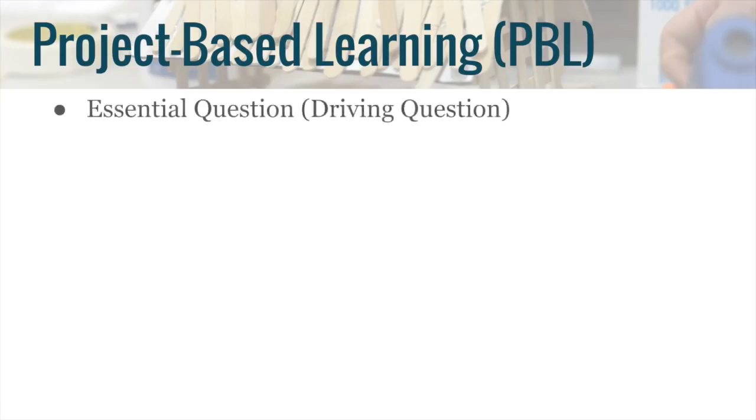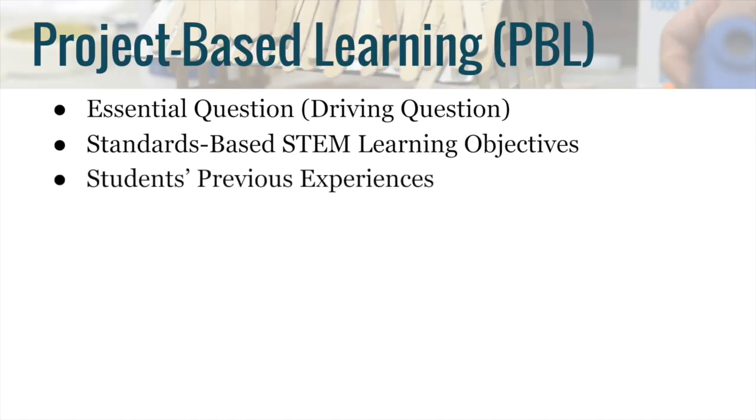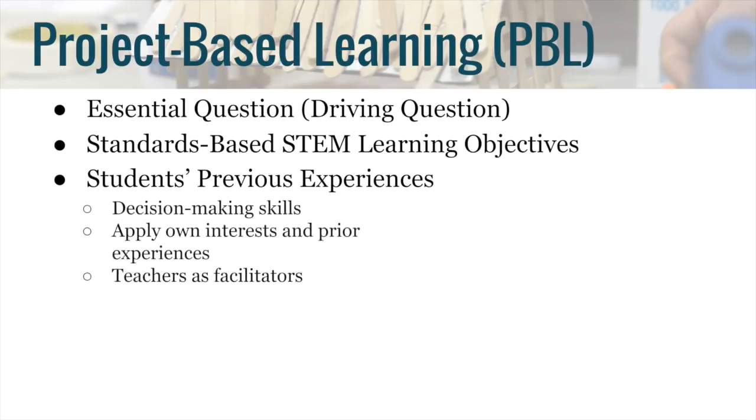There are 3 components of PBL: essential question, that drives the whole unit; standard-based STEM learning objectives, that give direction to the unit; and students' previous experiences. Here are some other characteristics of STEM PBL. Students are the center of the learning process. It is important to have students work on decision-making skills and apply their own interests and prior experiences when creating their culminating product or solution. Teachers are more facilitators or coaches who help manage time and logistics.